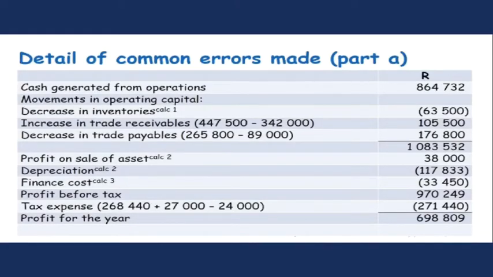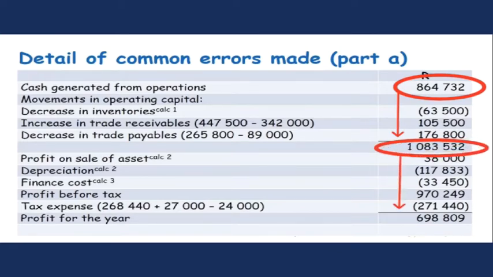The following common errors were made in the answering of Part A of Question 1 of Year Test 1. Students didn't realize that they had to start with cash generated from operations from the cash flow statement and reconstruct the given information. Students attempted to calculate profit for the year without having revenue or cost of sales amounts. Excluding the working capital changes from cash generated from operations gives you revenue and cost of sales. Then you could add the other profit or loss items to calculate profit for the year.